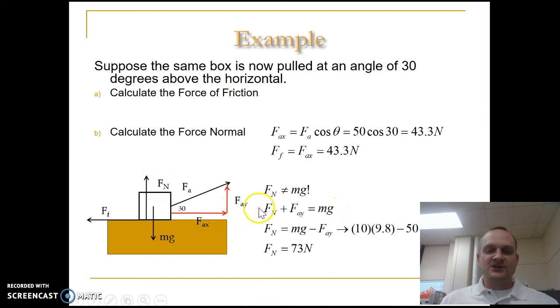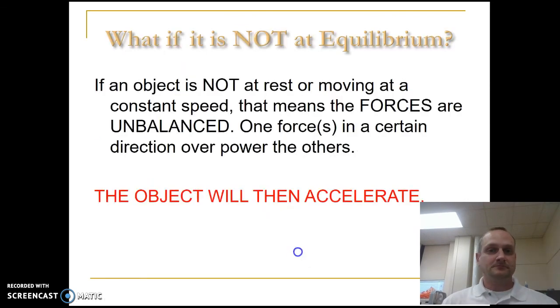Now let's look at the vertical direction. In this case, the normal force does not equal mg, right? I have the normal force going up, I have mg down, but I also have this y component of the applied force going up. So my up forces need to be equal to my down forces. Rearrange that a little bit, and then the normal force is equal to mg minus that y component. Mg is 10 times 9.8, minus the y component, which is 50 sine 30. And I end up with 73 newtons. Notice the normal force is less in this example than it was in the one before.